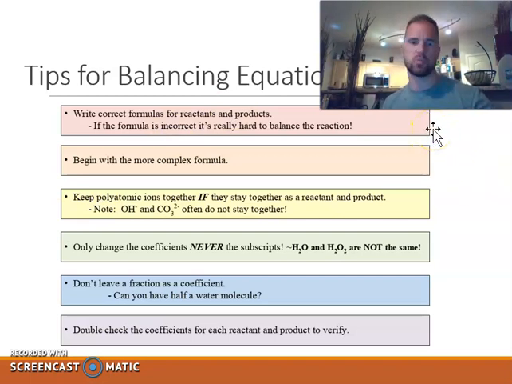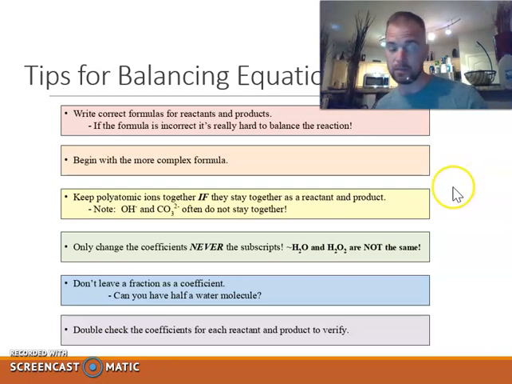Balancing chemical equations is one of those things that gets easier the more you do it. But when you're first starting out, you may want a few tips and tricks to help make things a little easier.